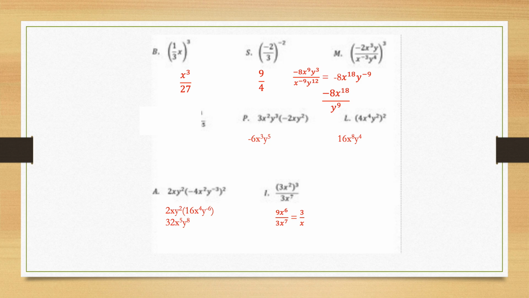Yep. The mistake is that the 3 here is being cubed. So 3 cubed is 27, not 9. So this should read 27x to the 6th over 3x to the 7th, which would be 9 over x, or 9x to the negative 1.